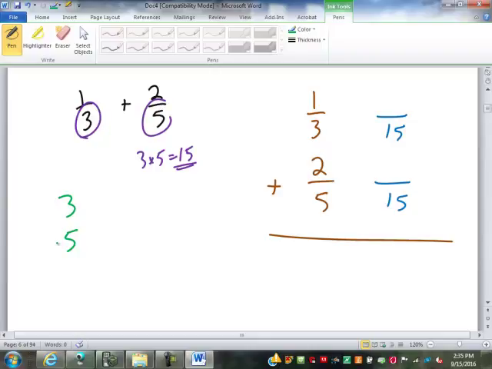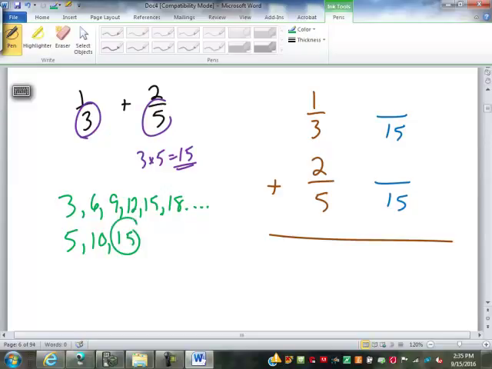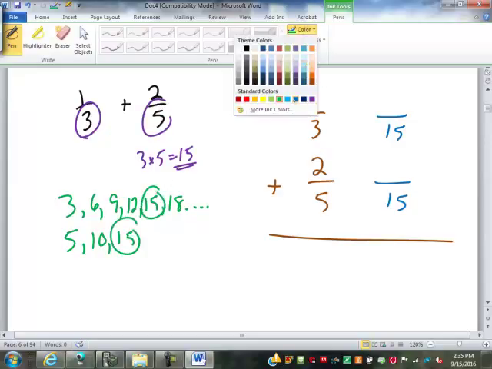another way we could find it is we got a 3 and a 5. We just count up, do multiples of 3. So 3, 6, 9, 12, 15, 18, and so on. Multiples of 5, 5, 10, 15. There it is. So we know that we have a common denominator of 15.